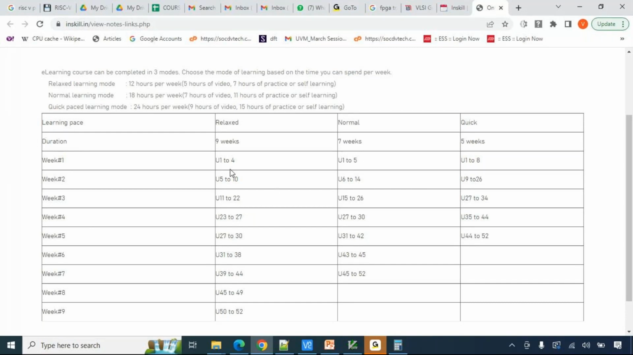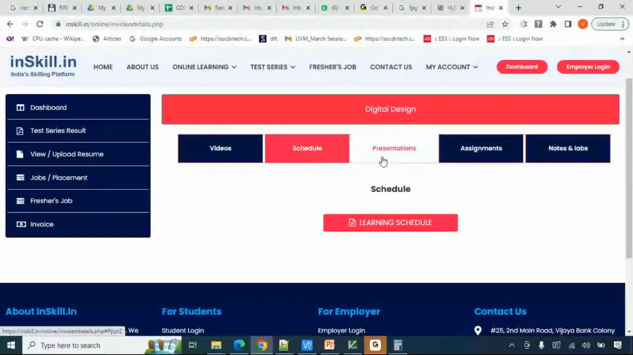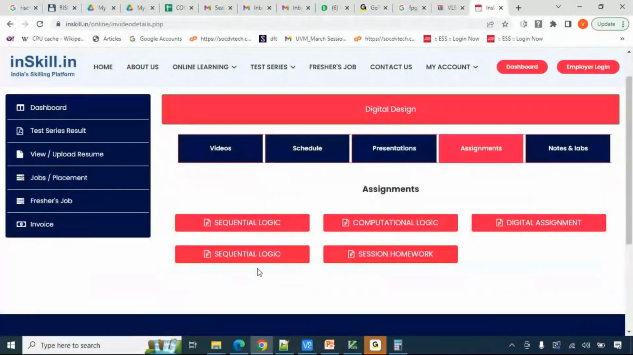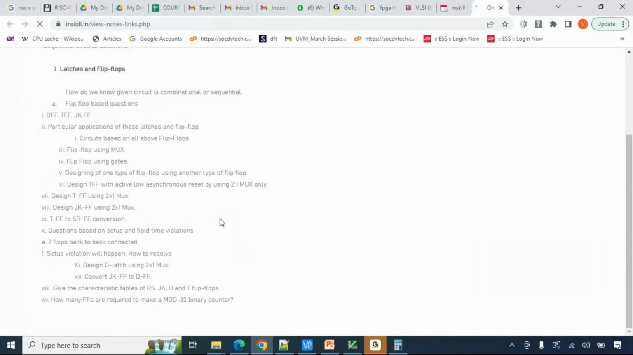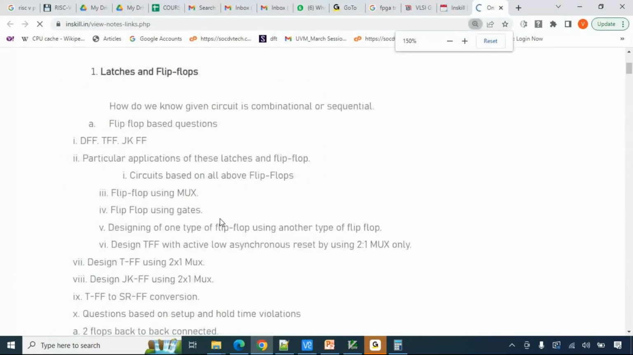The trainer will know that you are learning in this mode. The trainer will tell you to go through these videos and will cover those specific topics for you in the upcoming weekend. And in the presentations section, you will find all the presentations. In assignments, there will be detailed assignments for each and every topic. Assignments are quite in-depth. They will cover all the topics from scratch. I mean, they won't be just one line. There will be more detail.